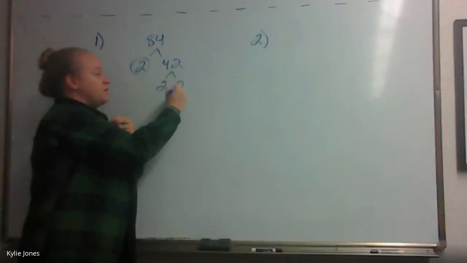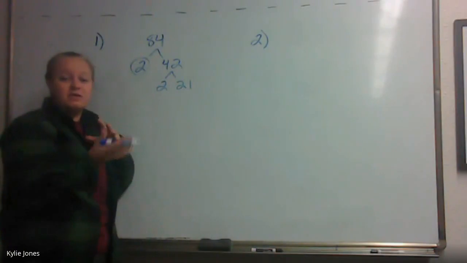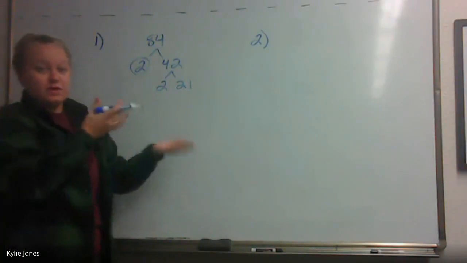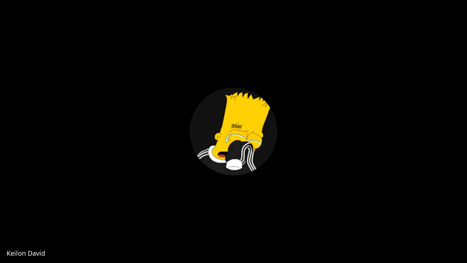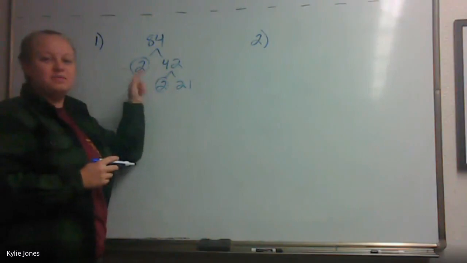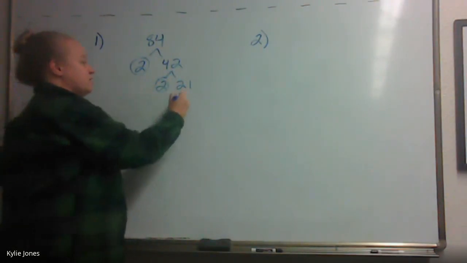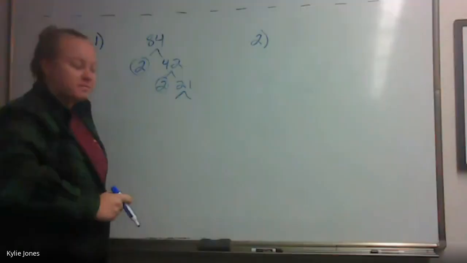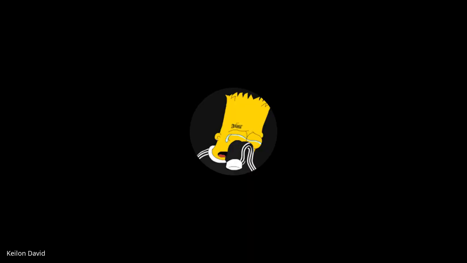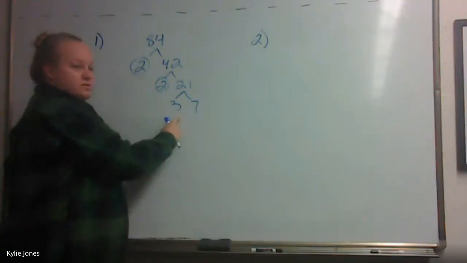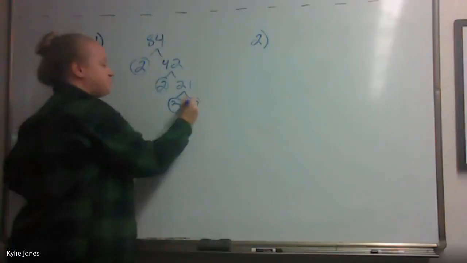Good, so we have 2 and 21. I also heard 6 and 7. Does that matter? Can I do either way? Yeah, you can. It doesn't matter which numbers you choose. You'll end up with the same circled numbers at the end, no matter what. Now, what numbers multiply into 21? 3 and 7. Are either of these prime? Both of them are prime.